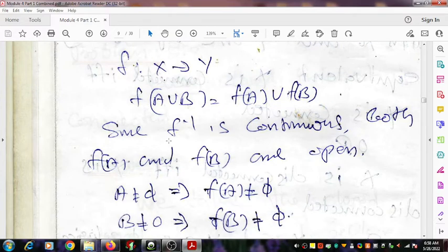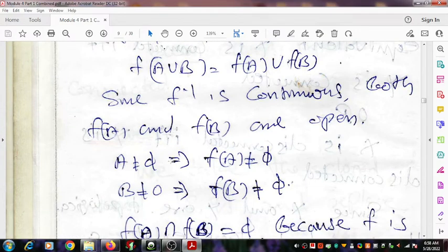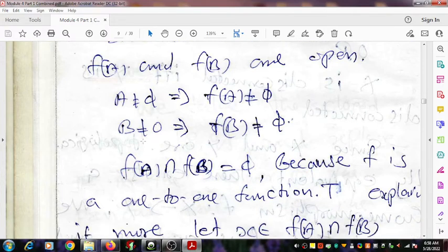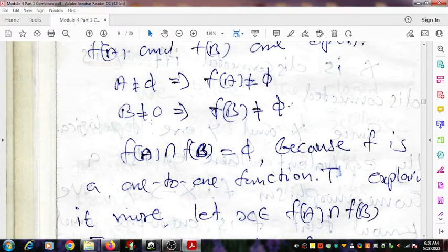And since f inverse is continuous, using the continuity of f inverse, we know that f of A and f of B are open. Why? It's because A and B are open in X, therefore f of A and f of B are open. And A is a non-empty set, and that implies that f of A is also a non-empty set, and B is a non-empty set.